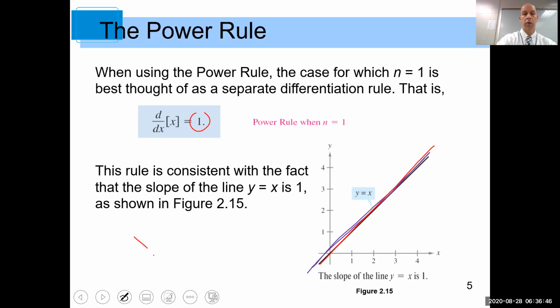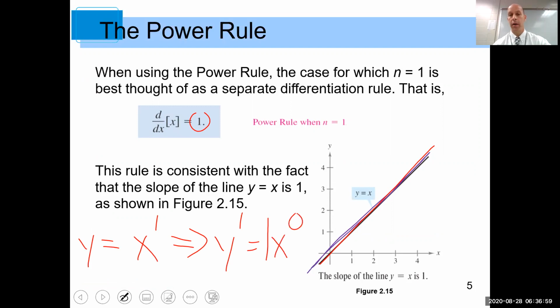Now, we could still use y equals x to the first. When I take the derivative of that, so that'd be y prime, I could still use my power rule, put the 1 in the front, and then subtract 1 from the exponent. Just remember that x to the 0 is also 1, so this is still 1.